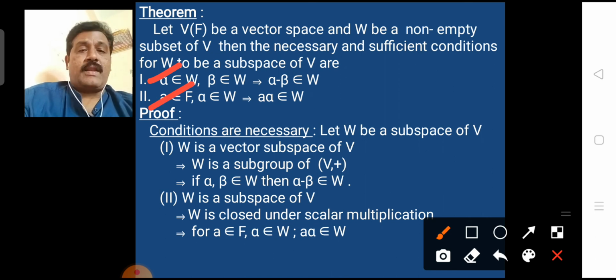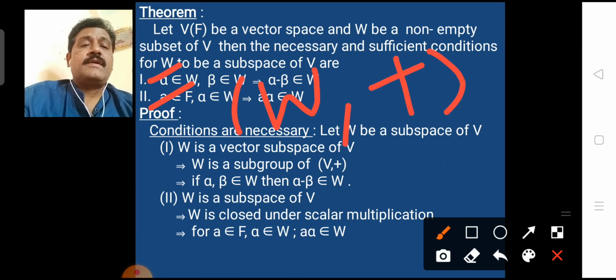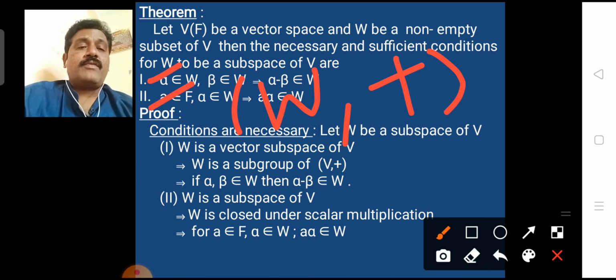One. Since W is a subspace, by the definition of subspace, W itself is a vector space, and also (W, +) is a subgroup of V. Since (W, +) is a subgroup, if alpha, beta belong to W, then alpha minus beta belongs to W holds.